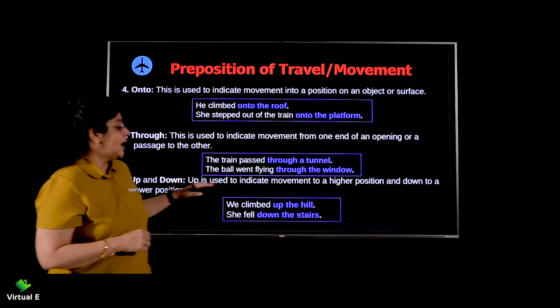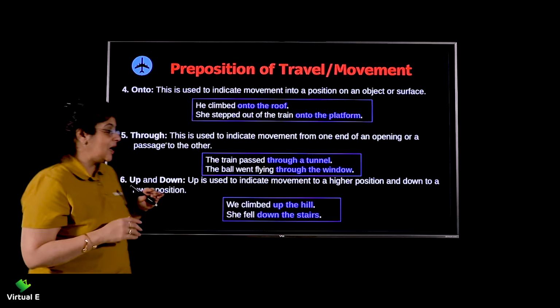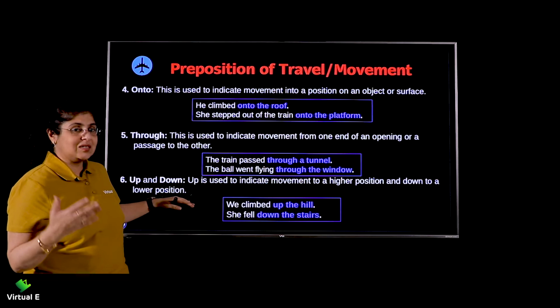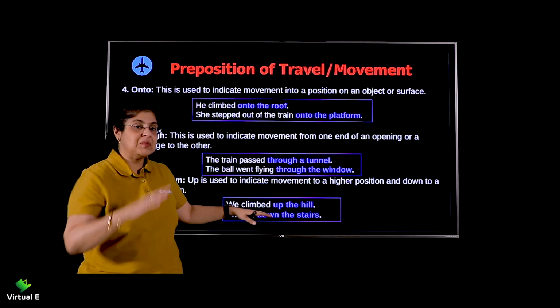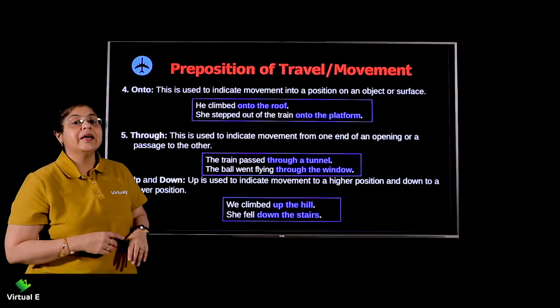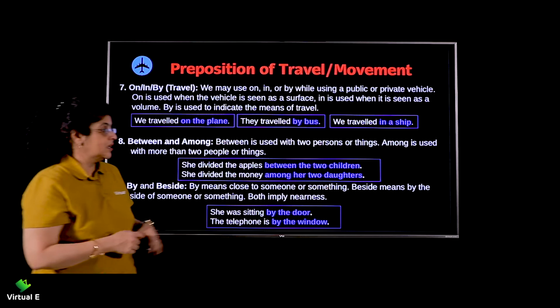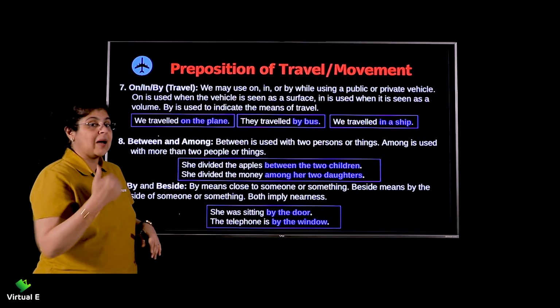Up and down. Up is used to indicate movement to a higher position and down is to a lower position. Now this is pretty crystal clear. We climbed up the hill. She fell down the stairs. It's giving clear indications, clear directions. It's giving you travel, the movement. So when you're talking of movement, it is up and down.